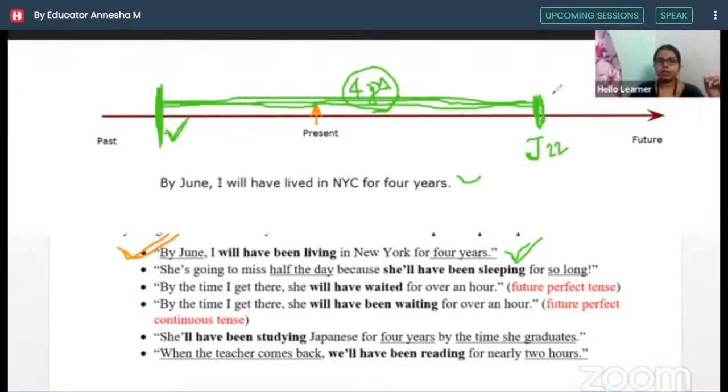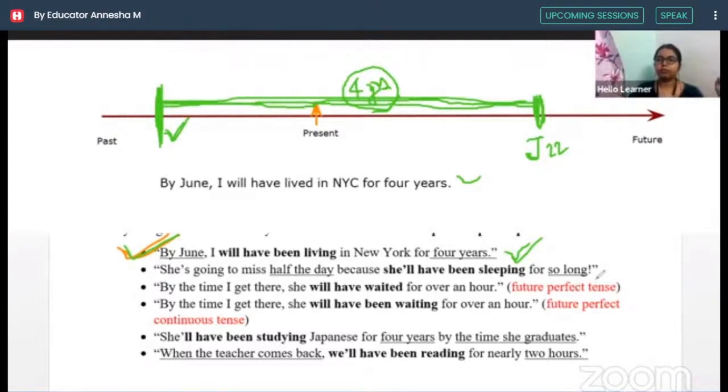I would rather say, हम कैसे बात करते हैं? Do we speak like this? I will have been living in New York for 4 years by June. No, you will simply say by June, I will be living in New York for 4 years. Simple future continuous tense use कर रहे हैं. Simple future continuous. So when you are speaking, you can easily substitute it with future continuous tense.